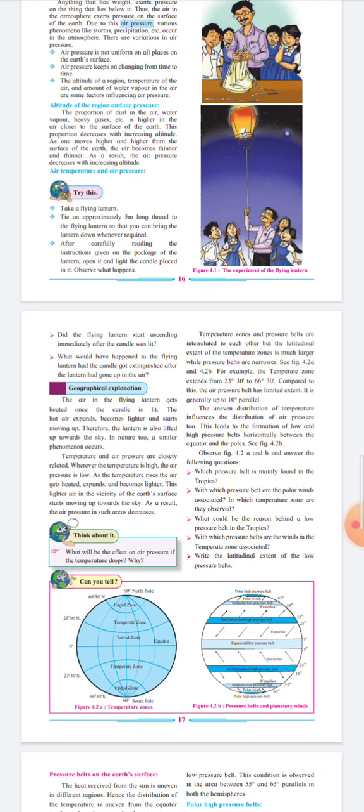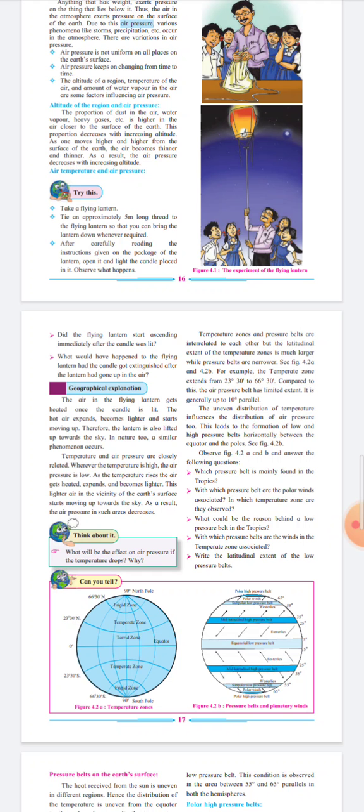And you are seeing certain arrows on the figure. So easterly winds are there. Winds which blow towards the east are called easterlies. Winds which blow towards the west are called westerlies. So this is about figure 4.2, pressure belts and planetary winds.